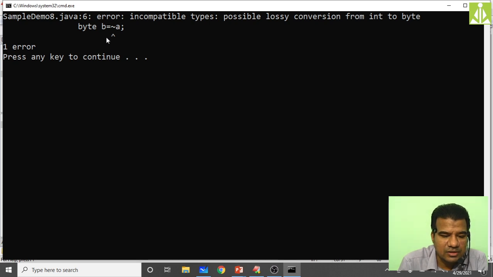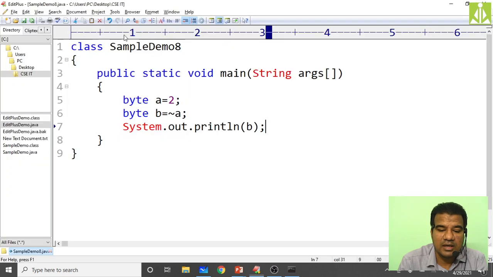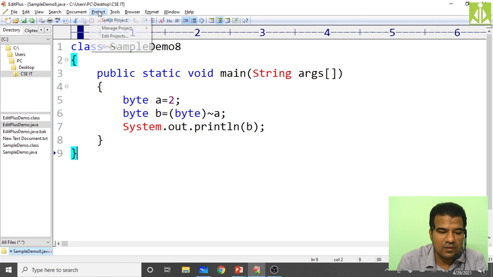It is giving some issue here. It says this a value will be considered as an integer. As I said, in every expression the value is automatically converted to integer. So typecast it, and check now.